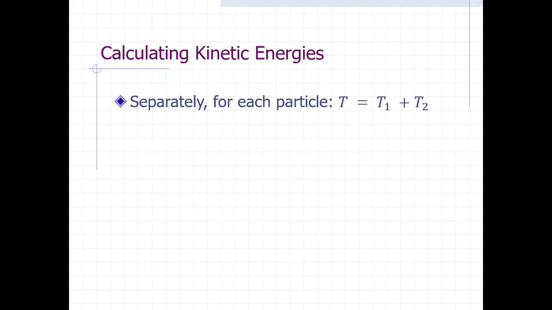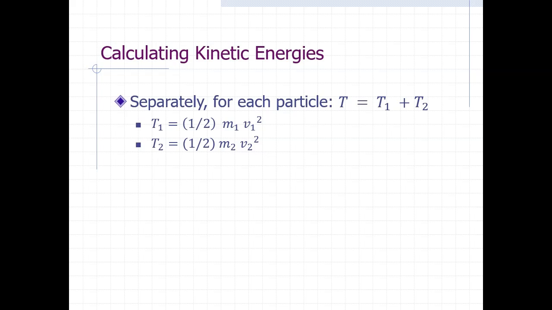Recall that the total kinetic energy of two particles can be obtained by simply adding up the individual kinetic energies of the two particles. The total kinetic energy is just the kinetic energy of particle 1, shown here as T1, plus the kinetic energy of particle 2, shown here as T2. T1 is 1/2 times m1 times v1 squared, where m1 and v1 are the mass and speed of particle 1. T2 is 1/2 times m2 times v2 squared, where m2 and v2 are the mass and speed of particle 2.